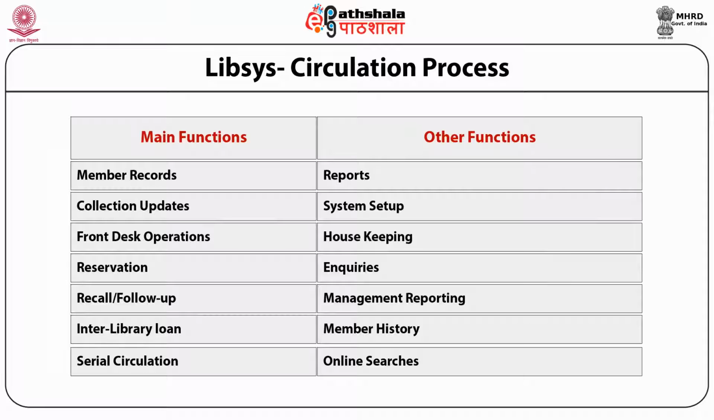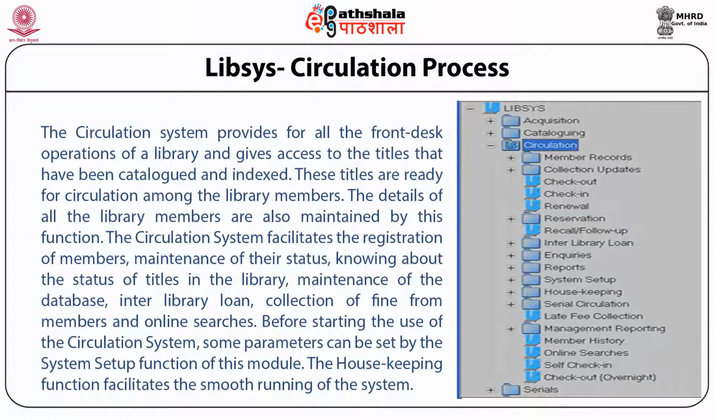The screen shows certain functions of the circulation system which facilitates the registration of members, maintenance of their status, knowing about the status of the titles in the library, maintenance of the database, interlibrary loan, collection of fine from members, and online searches. The circulation system provides for all the front desk operations of a library and gives access to the titles that have been catalogued and indexed. The circulation system facilitates the registration of members, maintenance of their status, knowing about the status of the titles in the library, maintenance of the database, interlibrary loan, collection of fine from members, and online searches.